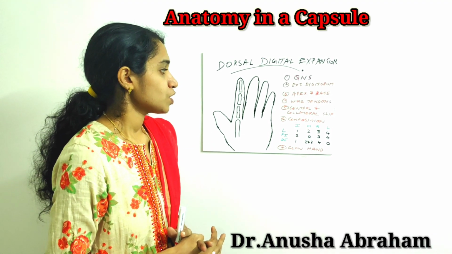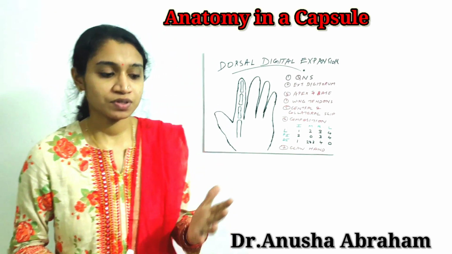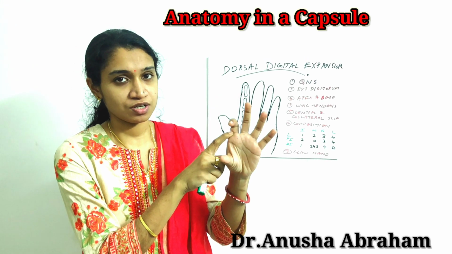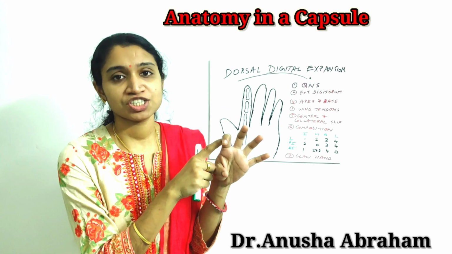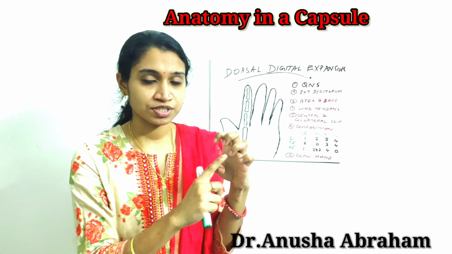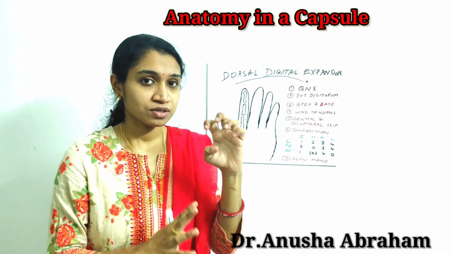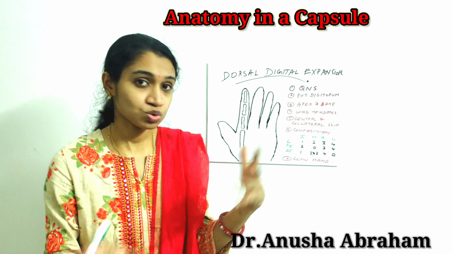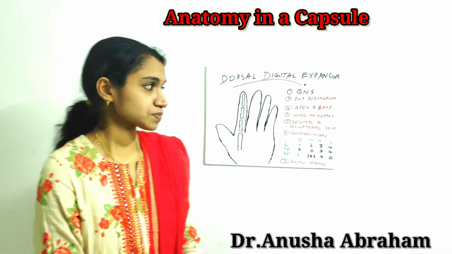Next question: what is claw hand? What do you mean by claw hand? Claw hand, we know it's nothing but the hyperextension of metacarpophalangeal joint, and there will be hyperflexion at the level of interphalangeal joints. So what do you mean by complete claw hand, and what is the relation of this claw hand to our today's topic, that is dorsal digital expansion?